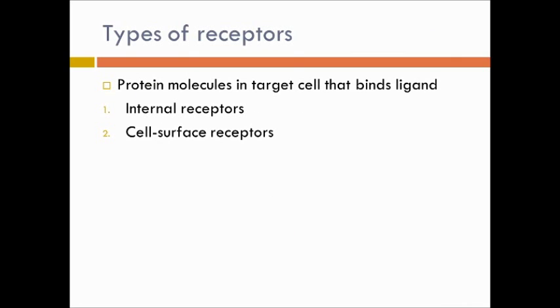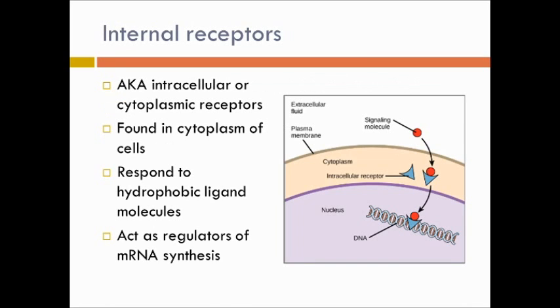Receptors are protein molecules in a target cell that bind to the ligand, and there are two main types of receptors: internal receptors and cell surface receptors. Internal receptors are also known as intracellular or cytoplasmic receptors. Therefore, they are found in the cytoplasm of cells. They respond to hydrophobic ligand molecules, and they tend to act as regulators of mRNA synthesis. So in this way, they directly influence gene transcription.